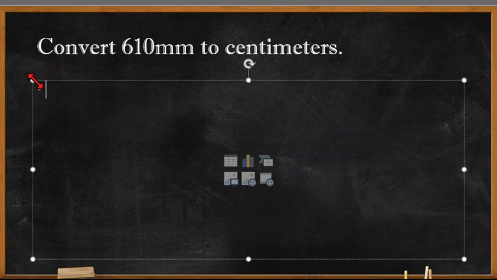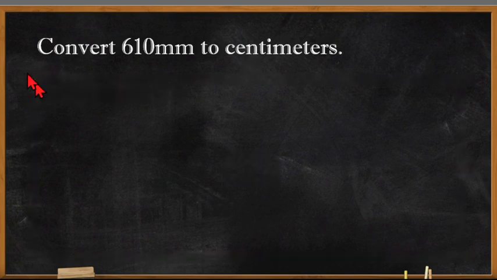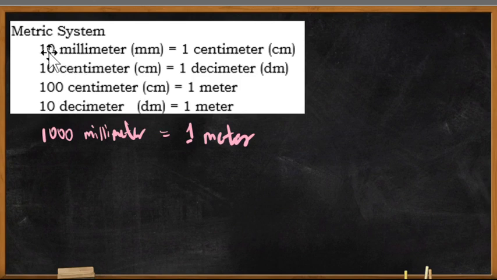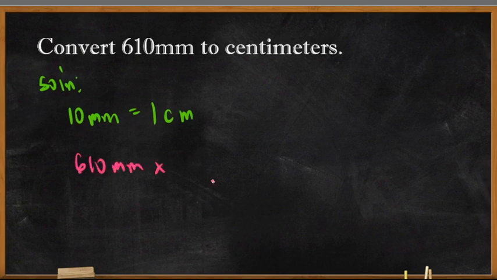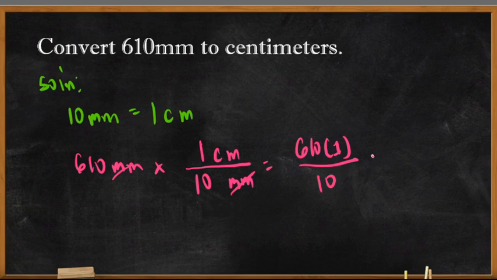Next, let's proceed. We need to convert 610 millimeters into centimeters. So we have here the solution. From our table, we will have millimeter and centimeter. 10 millimeter is equal to 1 centimeter. Copy our given. So we have 610 millimeter times, the unit below will be the millimeter, then 10 millimeter is 1 centimeter, cancel out our millimeter. So we'll end up with 610 times 1 all over 10 centimeter.